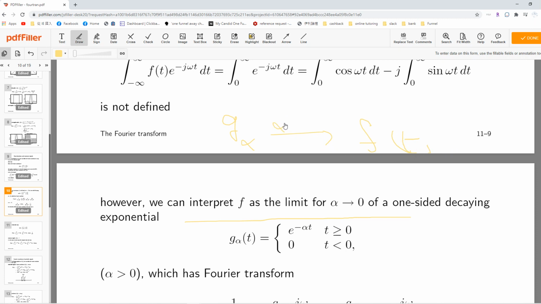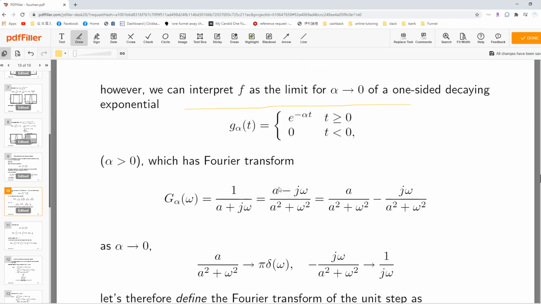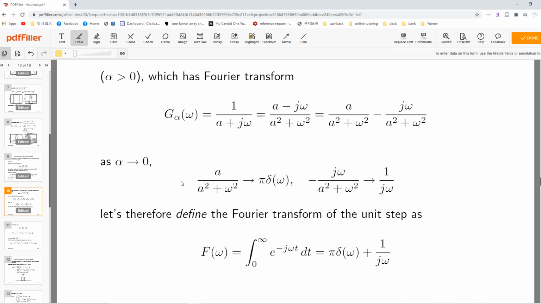right? If you take alpha to be infinity, because alpha is infinity, then this is always 1, for any t. So g alpha has a Fourier transform, as we already computed, 1 over alpha plus j omega, and it's this minus this. So when you take alpha to be 0, this one becomes this.